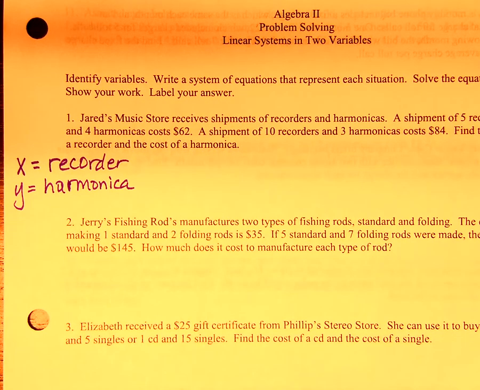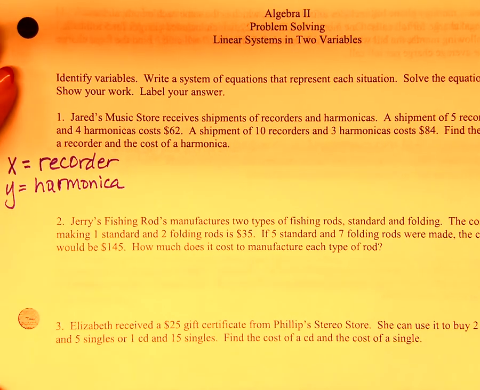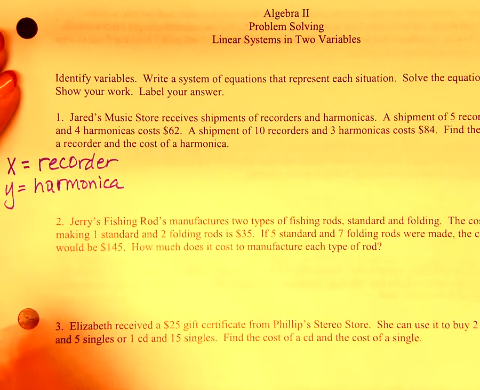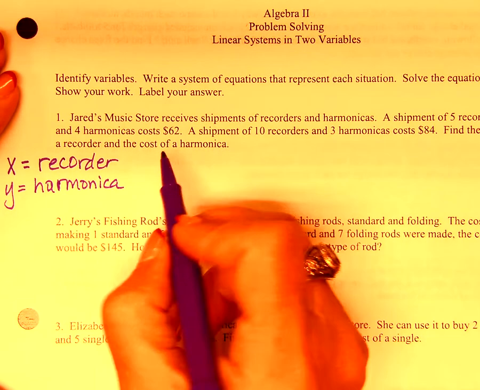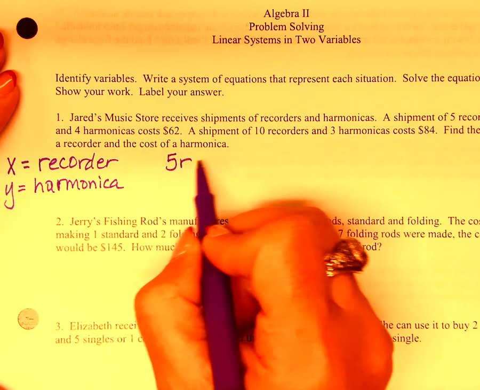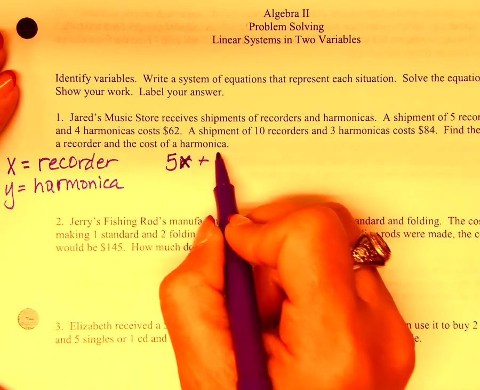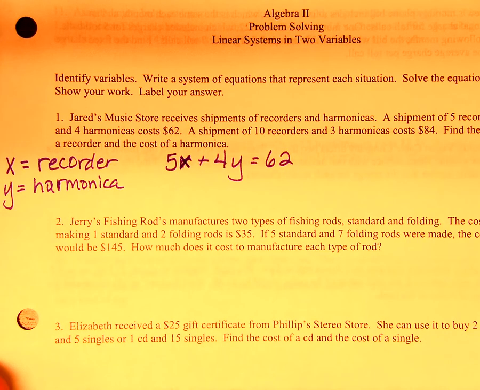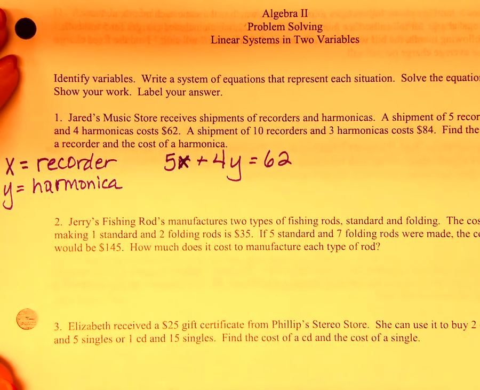Okay, good. Now, we need to write our system of equations. Okay? Any ideas? So you literally took this sentence in English and made it a sentence in math? Excellent. 5 recorders, X plus 4 harmonicas equals 62. Wait, how many variables do I have? Oh, 2 variables, so how many equations should I have? Oh, 2, at least 2, okay? So what do you think the second equation might be then?